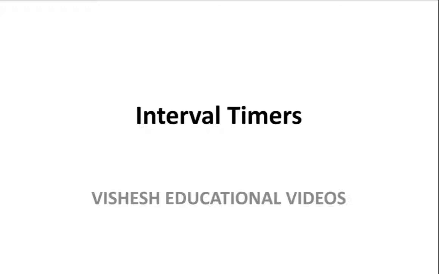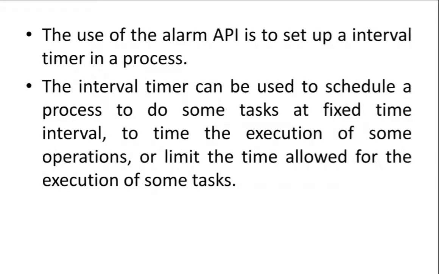So let me begin the explanation of interval timers. What is the interval timer? I can use an alarm API to set up an interval timer in a process. For example, if you want to do some task in a specific interval, you can do that using this interval timer. This interval timer can be used to schedule a process to do some task at a fixed time interval.